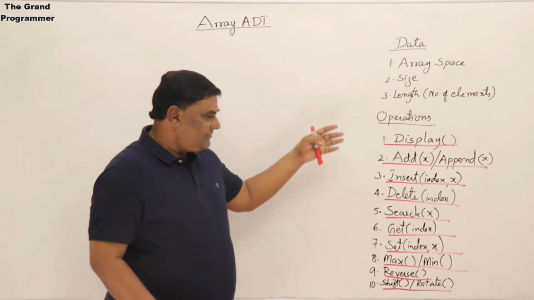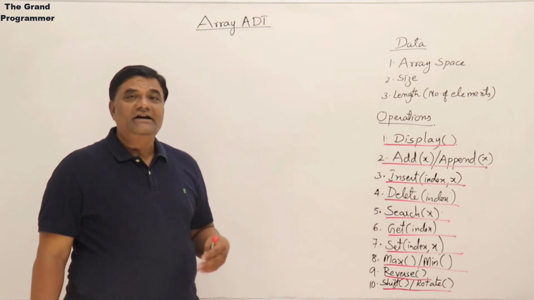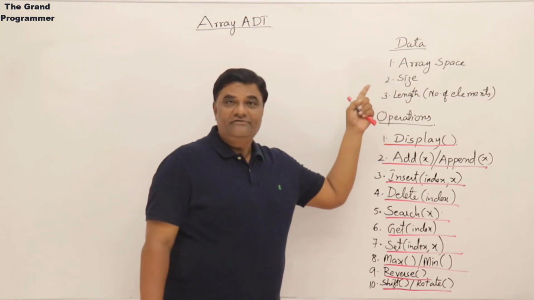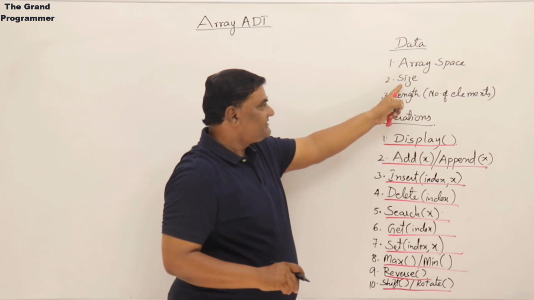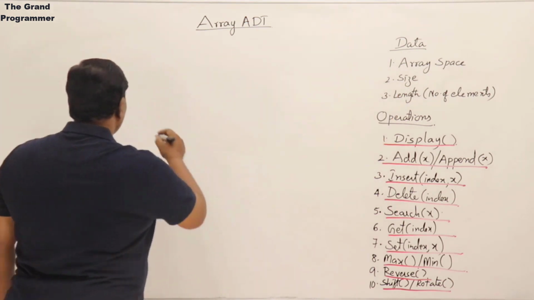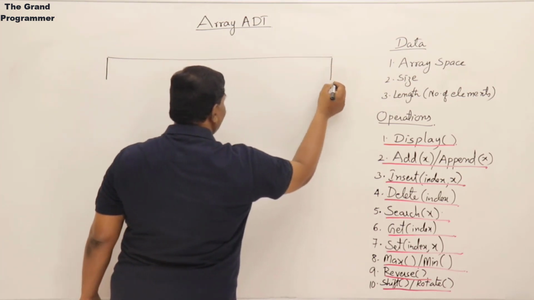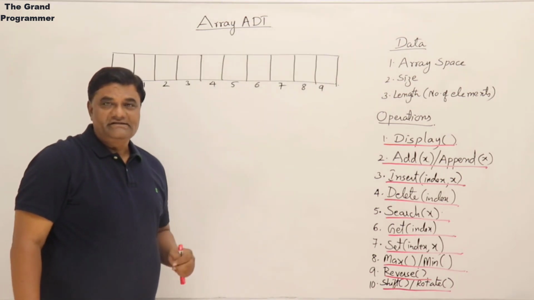So we'll discuss all these operations and see how these operations are performed on an array, and also we'll analyze them. Now first of all, let us look at the representation of data of an array. So the first thing is we need an array space of some size. So let us take an array of some size, that is an array of size 10. Here is an array of size 10.